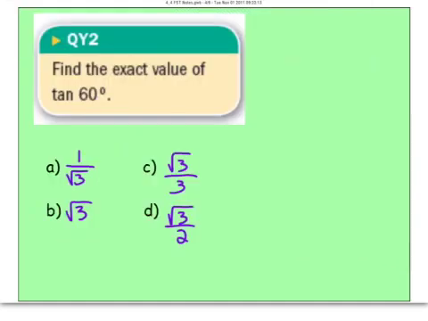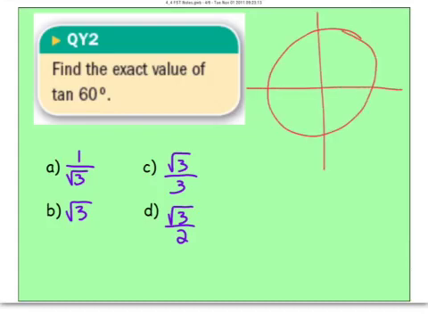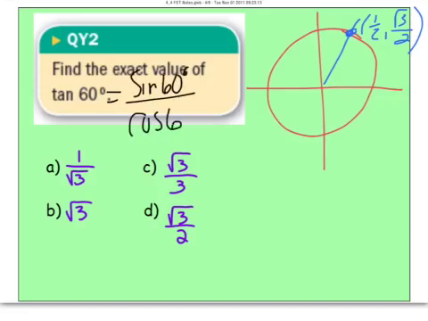Here's another great example. They want you to find the tangent of 60 degrees. So what I would do is I go to my unit circle and I look for 60 degrees, which is about right here. You go back and look at your own picture. This is 1/2 and the square root of 3 over 2. Again, I want tangent, so it's sine over cosine. So the tangent of 60 is the sine of 60 degrees over the cosine of 60 degrees.